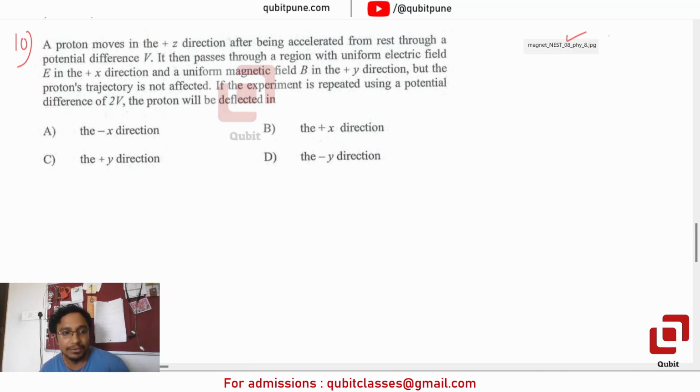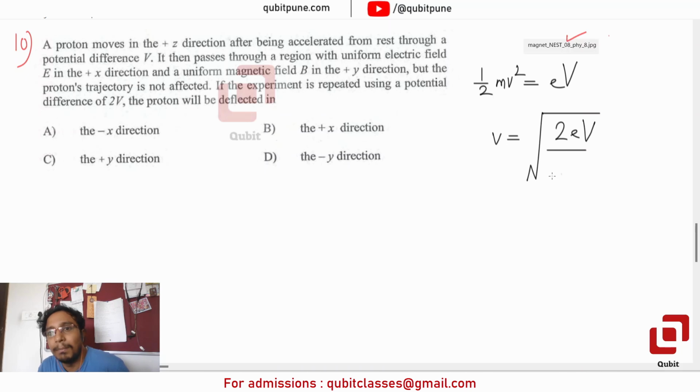Okay, fine. So we have a proton in the z direction. What's the formula? Half mv squared is equal to eV. Let's say that the charge on the proton is e with the sign positive. So what will be the speed? Under root 2eV by m. Is this part clear? Kinetic energy final is equal to the potential energy initial. Clear? Yes, sir.